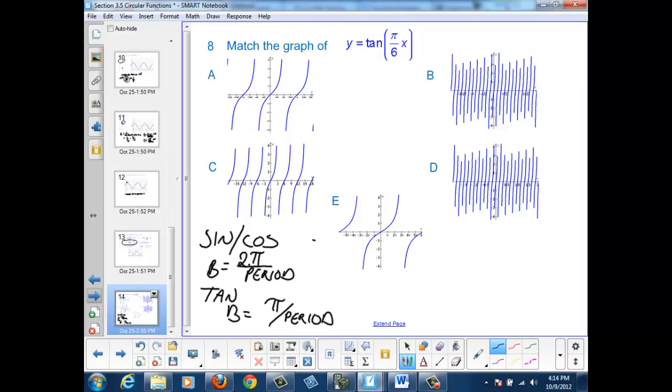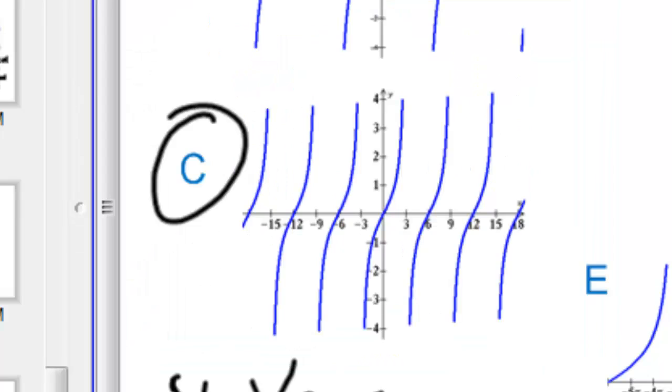Given that our b value, pi over 6, should be pi over the period, I need a graph with a period of 6. If I look at each of these options, the only one that has a period of 6 is option C, going from -6 to 0 or 0 to 6.